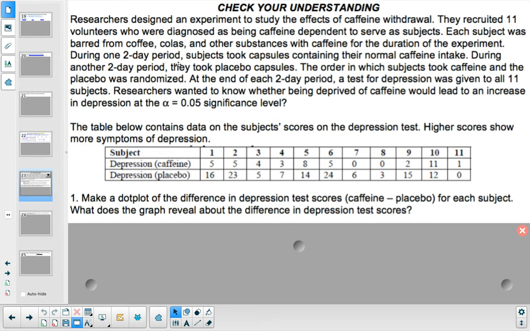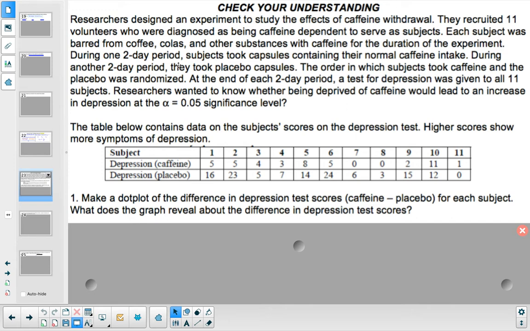During one 2-day period, subjects took capsules containing their normal caffeine intake. During another 2-day period, they took placebo capsules. The order in which subjects took caffeine and the placebo was randomized. At the end of each 2-day period, a test for depression was given to all 11 subjects.